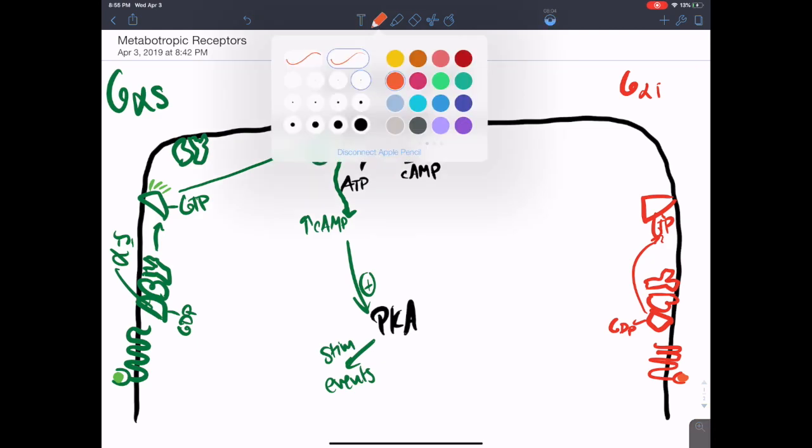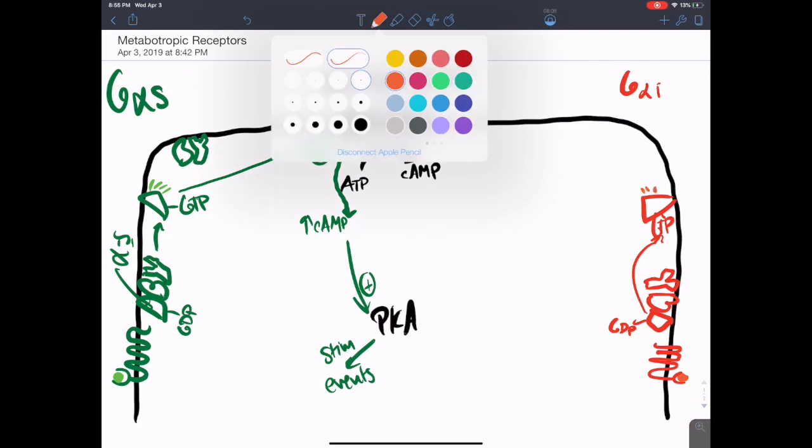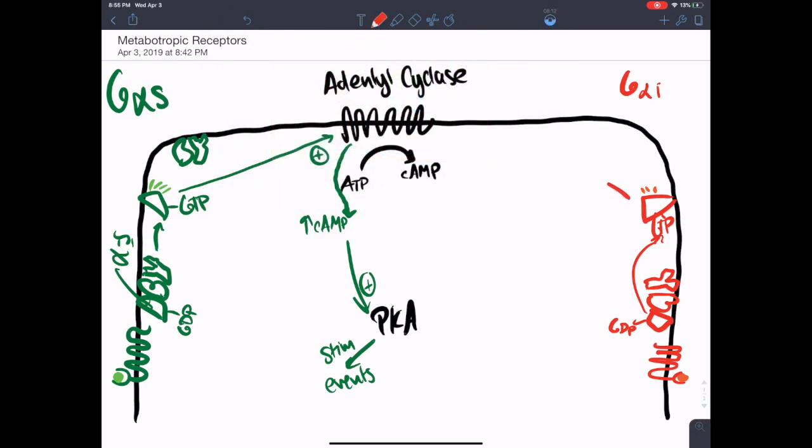So once this is active, once this alpha subunit is active, it's actually going to do the exact opposite of the G-alpha S. So it's going to inhibit the effect of adenylyl cyclase, right? And that's going to lead to a decrease in cyclic AMP production and a decrease in PKA activity, which is going to lead to or be associated with more inhibitory events.